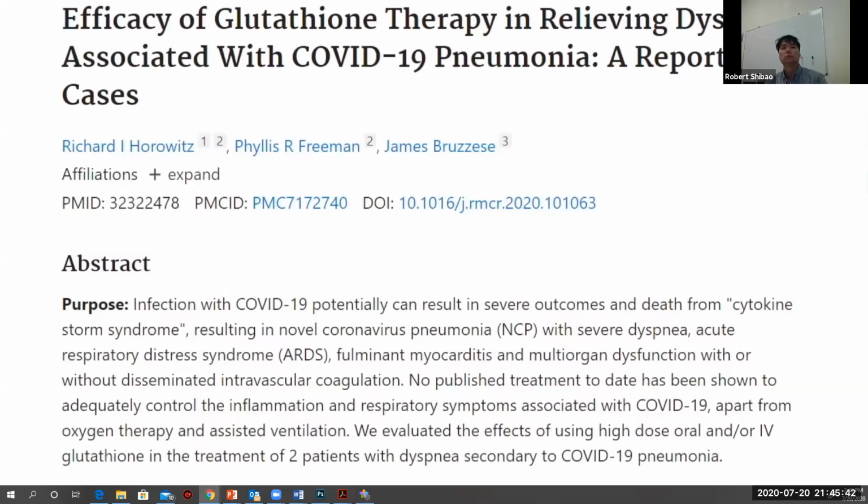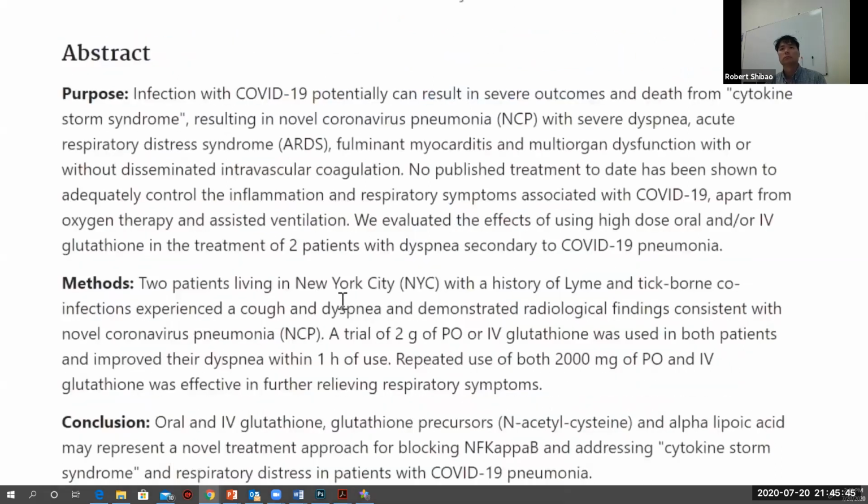And we can see here that there were 2 patients living in New York City with a history of Lyme and tick-borne co-infections that experienced cough and dyspnea and demonstrated radiographical findings consistent with COVID-19. These people were given 2 grams of PO or IV glutathione. Now, it doesn't say which one was given, PO or IV. And that's important from my standpoint, because when you give polypeptides orally, the expectation is that they're going to be cut up by the proteases that are in the stomach.